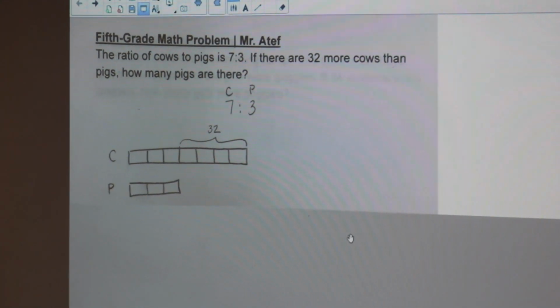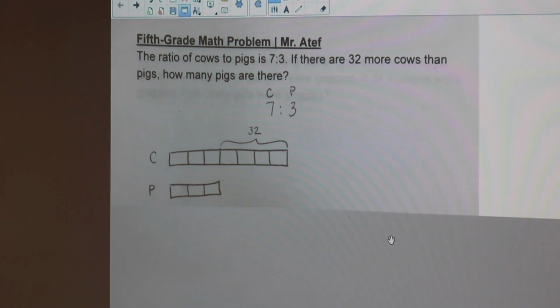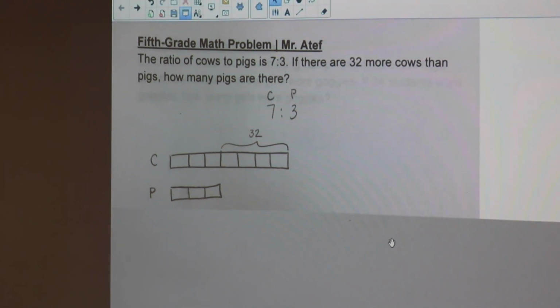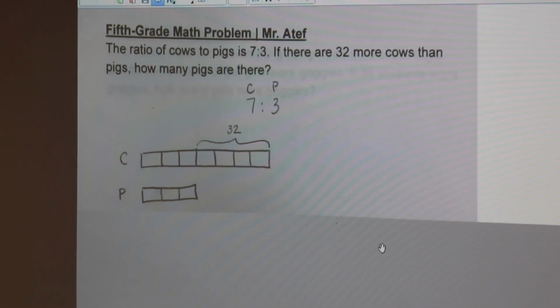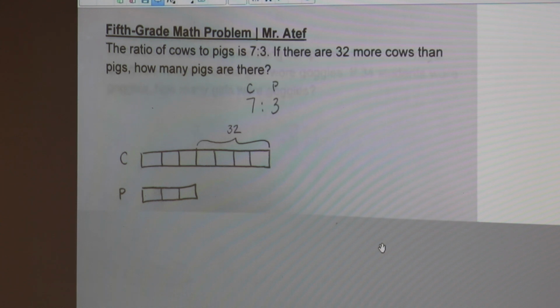When they're drawing their bar model, they're going to draw a cow bar that includes 7 units, and then another bar for the pigs, which is represented by 3 units. Okay? Then we've got to piece the rest of the information into the problem. It says if there are 32 more cows than pigs, how many pigs are there?